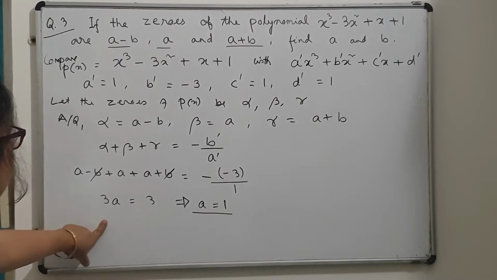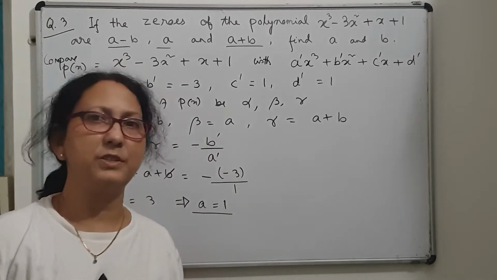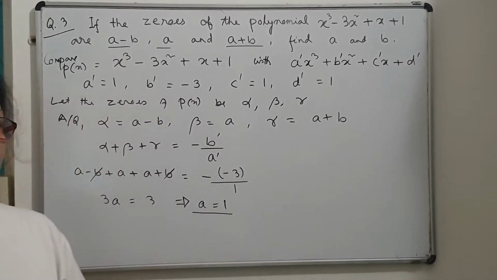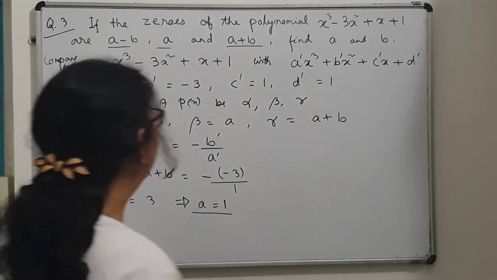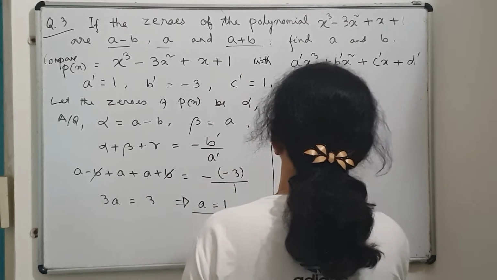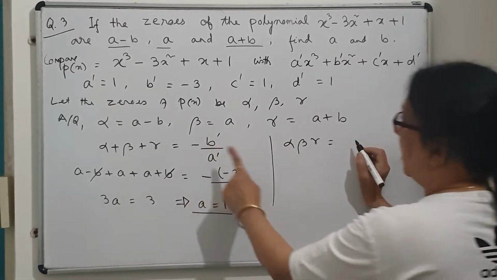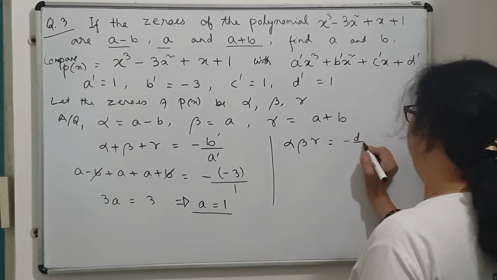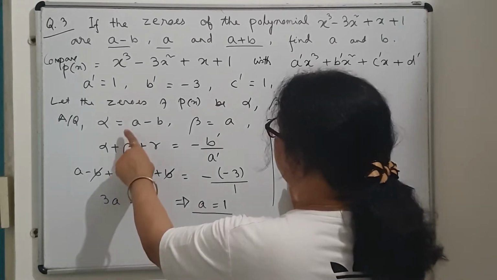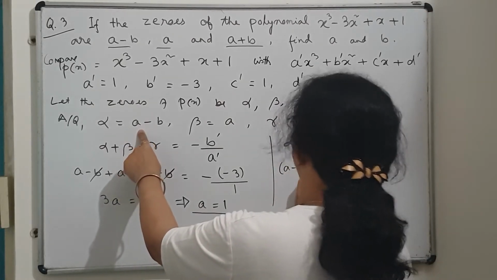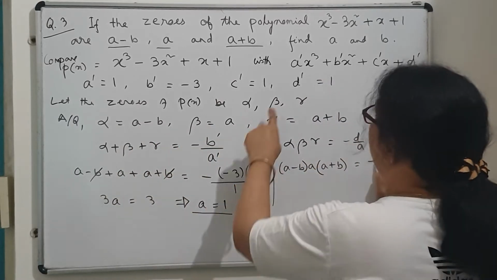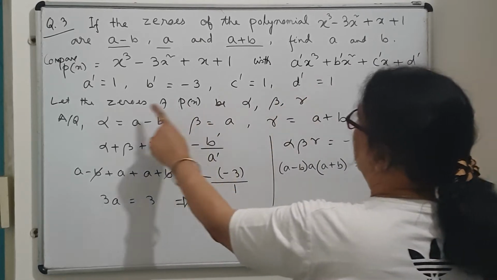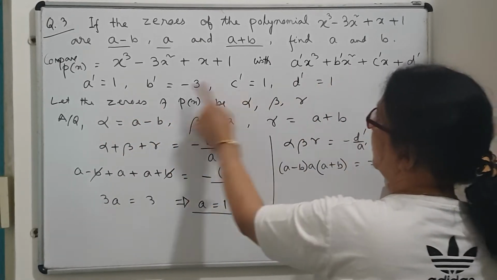Next, I will be using the third relation. Generally the first relation, which gives the sum of the zeros taken one at a time, and the last relation, which gives the product of all the zeros, are always useful. So I will take the last relation, the product of all the zeros, which is minus d upon a. So alpha is a minus b, beta is a, and gamma is a plus b, equals minus d dashed by a dashed. D dashed is 1, a dashed is also 1.